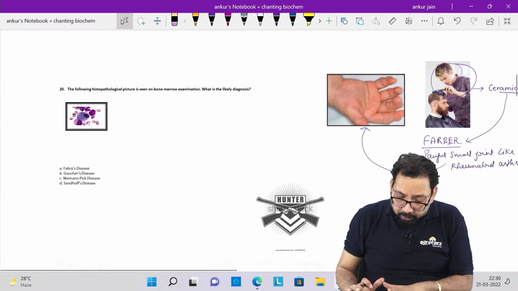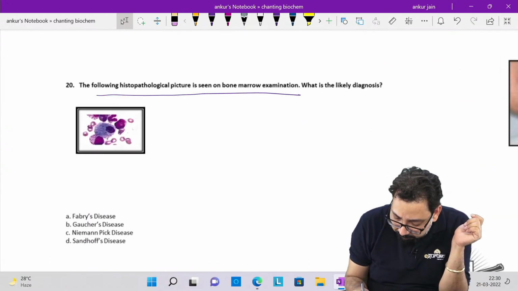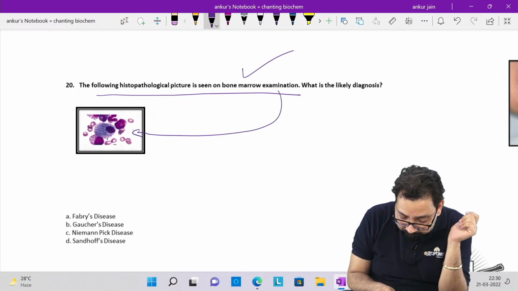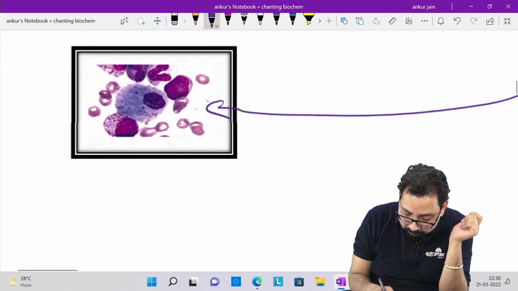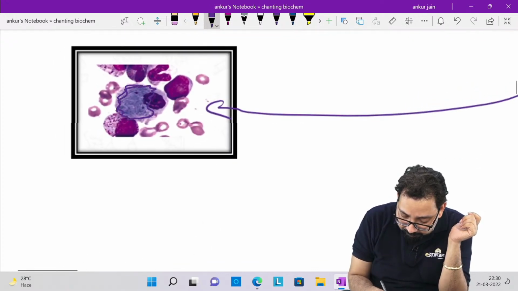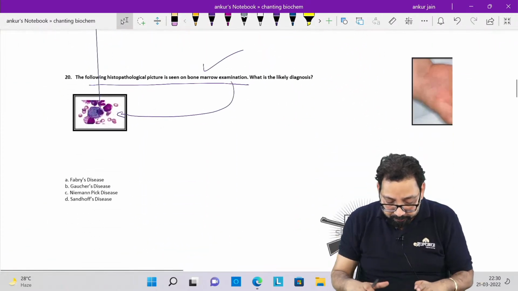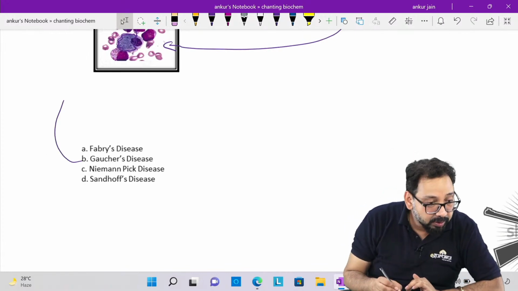Yes, now the following histopathological picture on bone marrow examination. Yes, this is crumbled tissue paper appearance. Crumbled tissue paper appearance, that is Gaucher's disease. That is Gaucher's.